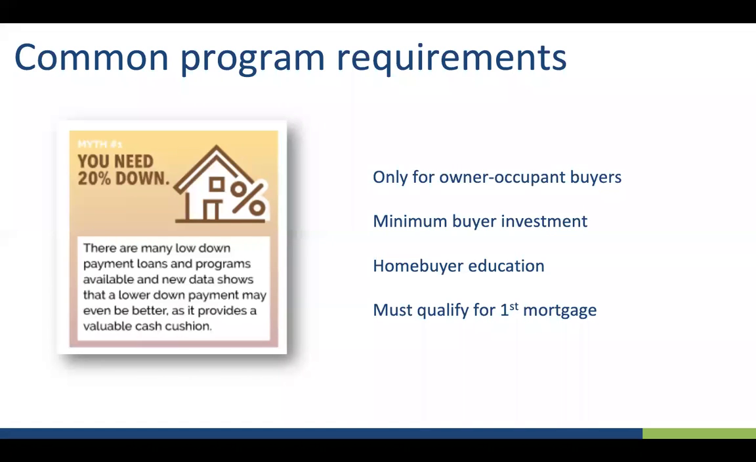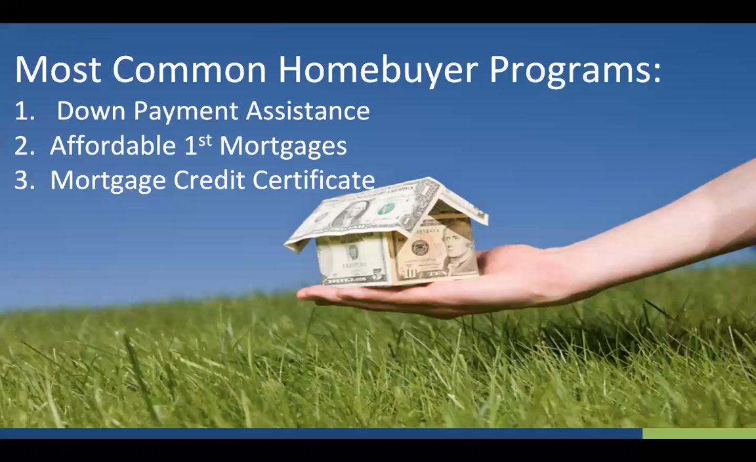So bearing those universal requirements in mind, we want to break down the 3 most common types of homebuyer assistance. Now, we showed you earlier that about 3/4 of all the programs out there are down payment or closing cost help at closing. But we also want to distinguish that from affordable first mortgages, which typically come from housing finance agencies, and then mortgage credit certificates, which is a tax credit, very different from down payment assistance.